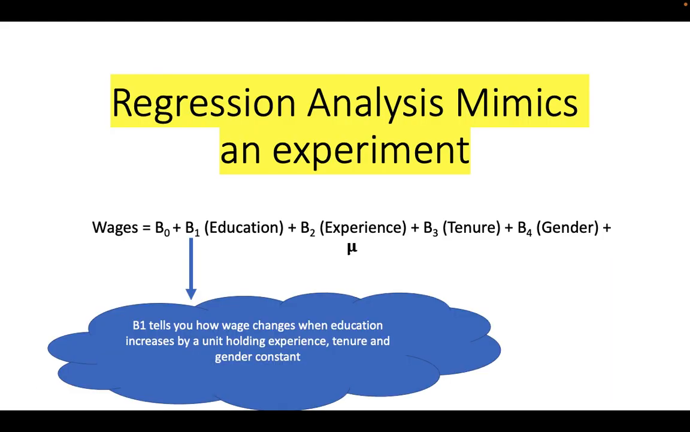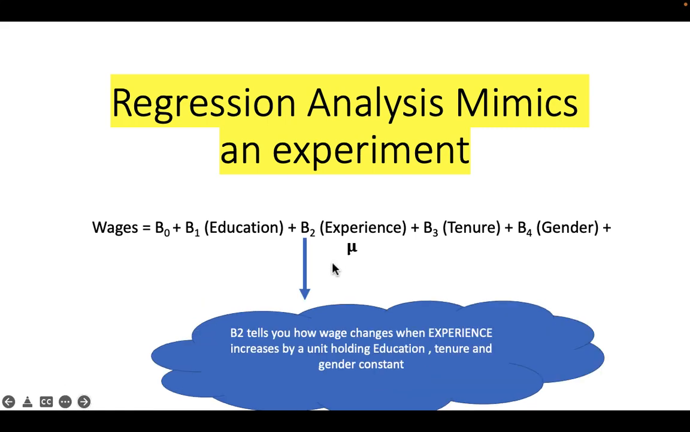So, with regression analysis, what happens is, through some fancy statistics and maths, the value of this beta over here tells you the impact of a change in education of one unit on wages, assuming education, tenure, and gender do not change.